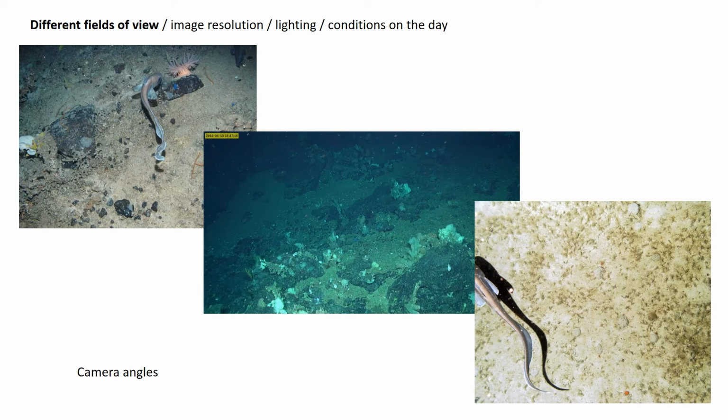And these different gear types produce different fields of view. So you can see here the fields of view, for example, from a drop camera system, from an ROV system, and from an AUV system. AUV cameras tend to look downwards, ROVs tend to look forwards and downwards, and obliquely forwards. Drop camera systems also tend to look downwards. And those fields of view are quite variable, and therefore the range of organisms you can see is also variable.